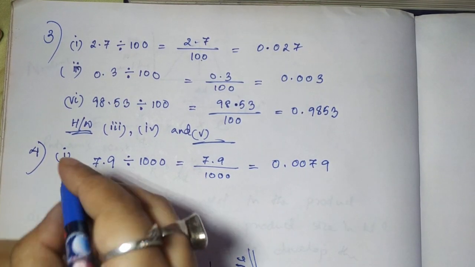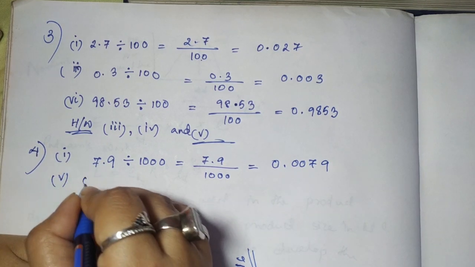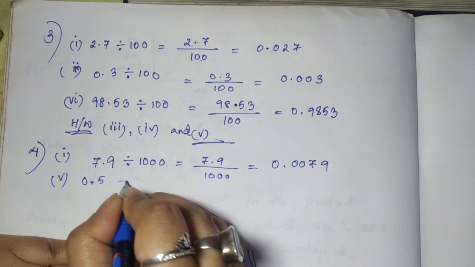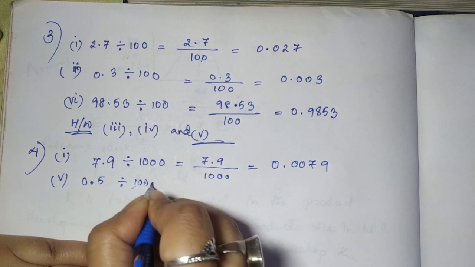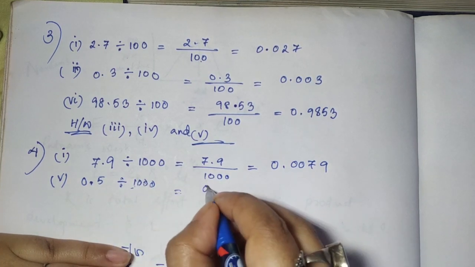Okay. Similarly, I'll show you number 5. It's given 0.5 divided by 1000. Here again all the numbers are asked to be divided by 1000.